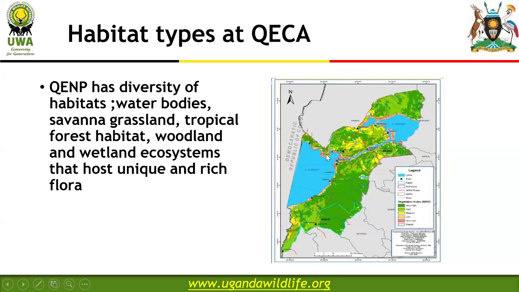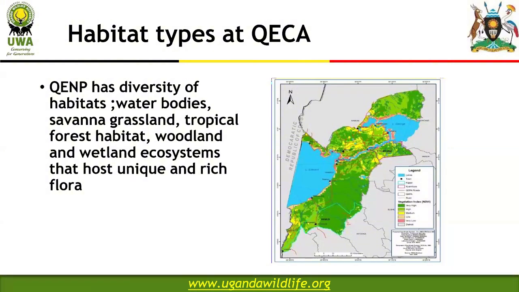And it is a Man and Biosphere reserve where we have human beings coexisting with wildlife. For the time Queen Elizabeth has stayed, currently we have 11 fishing villages. People are around these lakes and this channel. They do a lot of fishing, and they are now legally there. That is the reason we are now a Man and Biosphere reserve.